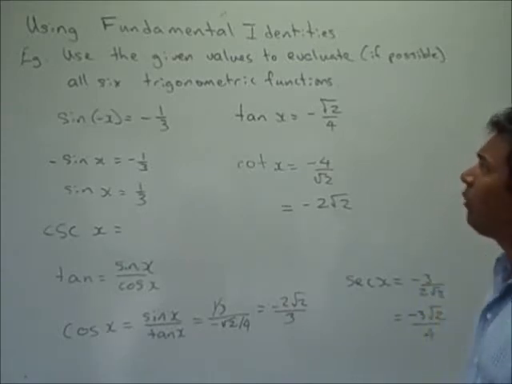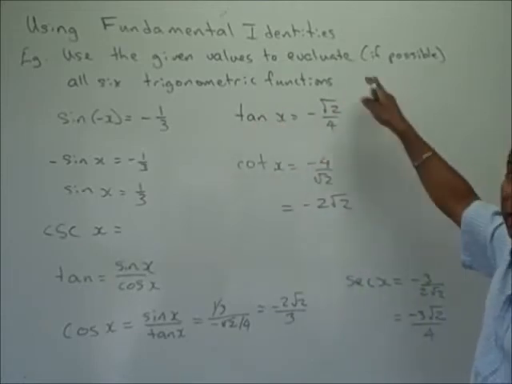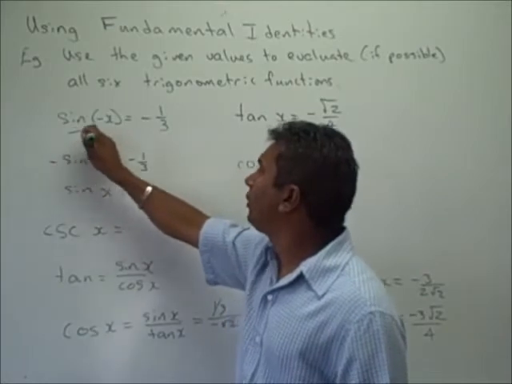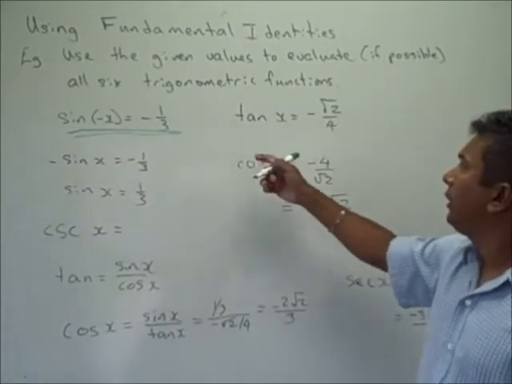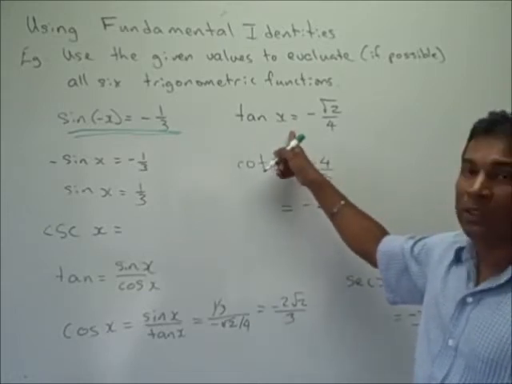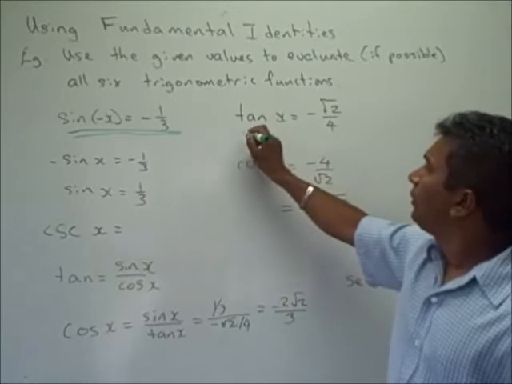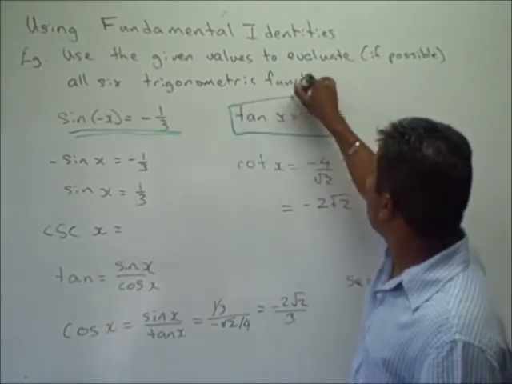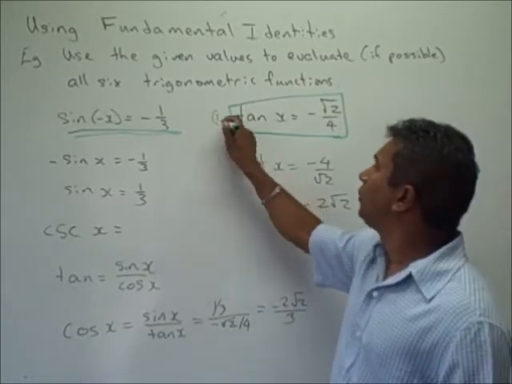Here's an example of using our fundamental identities to evaluate all six trigonometric functions. Here we're told that sine of negative x is equal to negative 1/3, and we're told that tan of x is equal to negative square root of 2 all over 4. So tan of x is already given, so we have one of our six trigonometric functions.